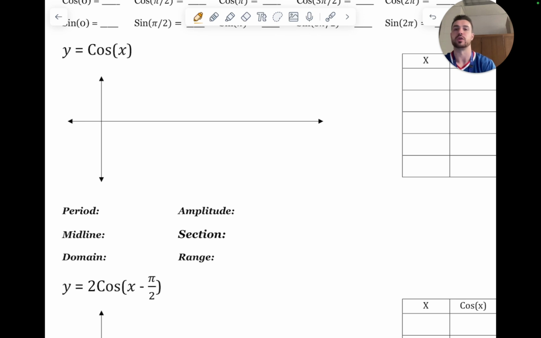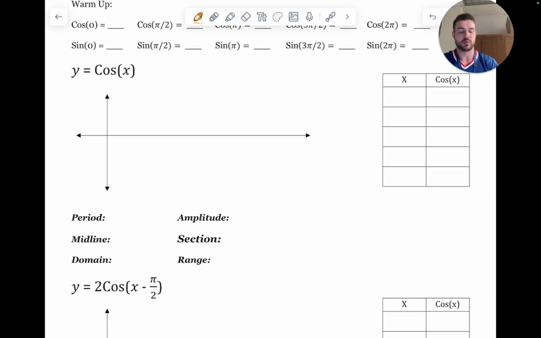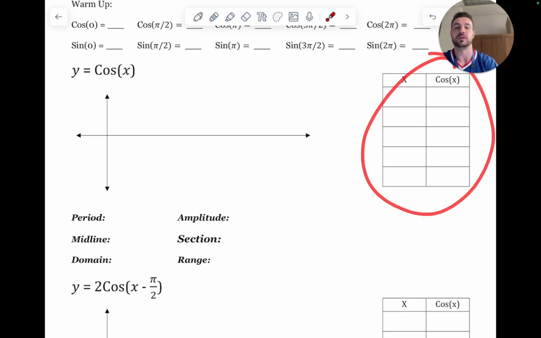Today what we're going to do is graph some trig functions. So what I want to do is start off with graphing y equals cosine of x. Just like we do with all of our other functions that we're going to graph, we're going to start off with our parent table over here on the side.